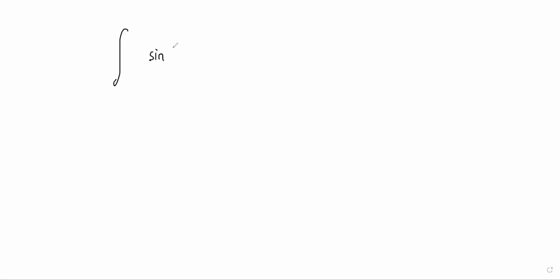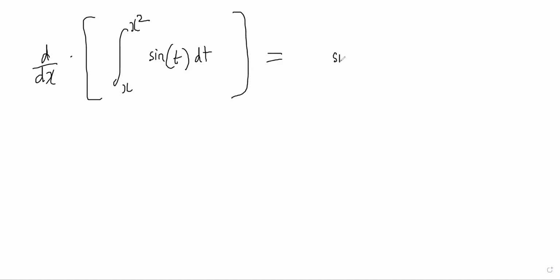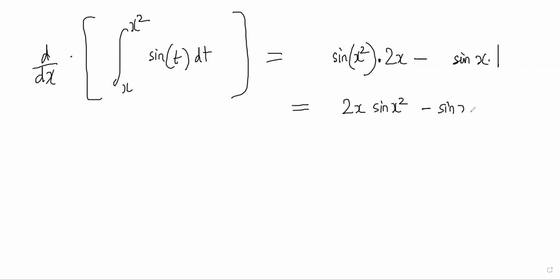Many times you will see questions like this: integral of sin t dt from x to x square, find dy dx. What will I do here? I will put the upper limit in this function, sin x square, and differentiate the upper limit, 2x, minus put the lower limit here and differentiate the lower limit. This is the answer: 2x sin x square minus sin x. Correct? Yes, sir.